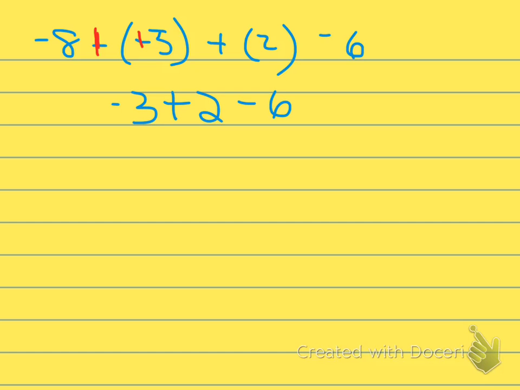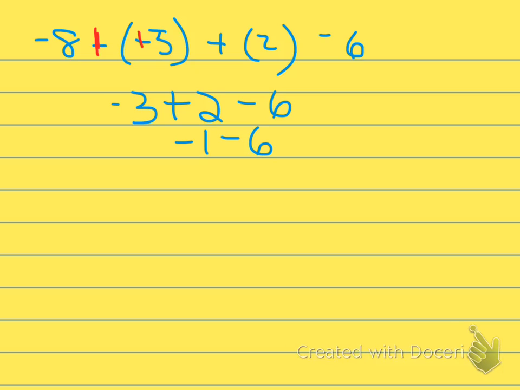And I bring everything down now so I don't forget anything. As long as you know that this minus stays with the 6, you could do that one or this one because of that associative thing. So I guess we could do that one. Negative 3 plus 2 is negative 1. Good job.